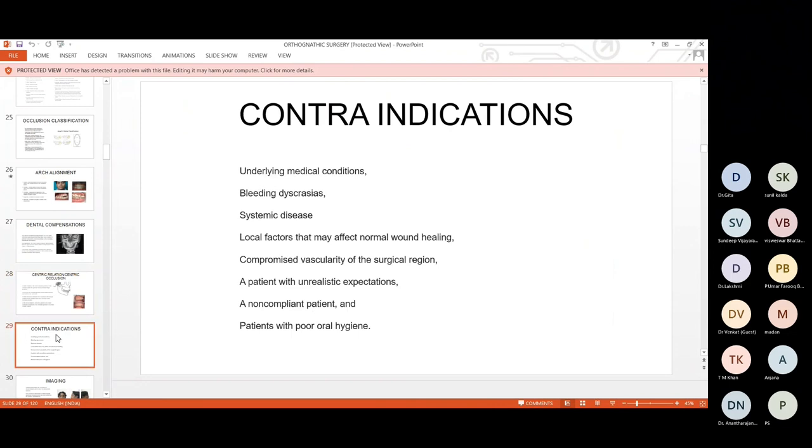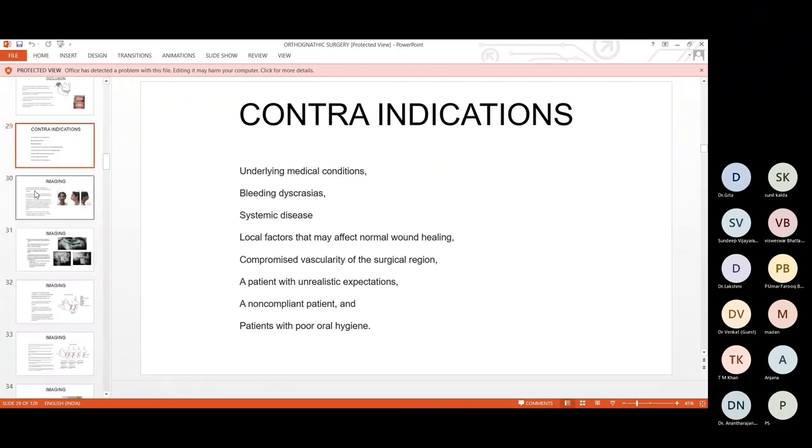Now coming to contraindications for these surgeries: underlying medical conditions, bleeding dyscrasias, systemic disease, local factors which may affect normal wound healing, especially something like mucormycosis, compromised vascularity of the surgical region like post-radiation therapy, and of course a patient with very unrealistic expectations, a non-compliant patient, and patients with poor oral hygiene. So these are some of the contraindications. Otherwise, this is fairly an established procedure, and if it is well worked up, it should give predictable results.